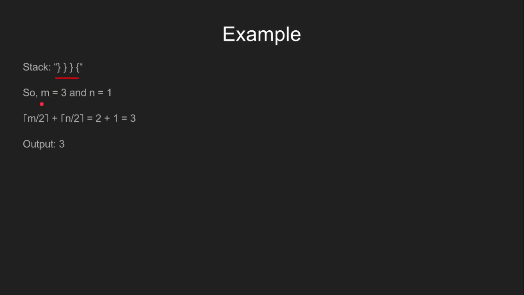And the value of m is 3, that is the number of closing brackets, and the value of n is 1, which is the number of opening brackets. So ceiling of m by 2 plus ceiling of n by 2 is 2 plus 1, which is 3. So the output is 3.